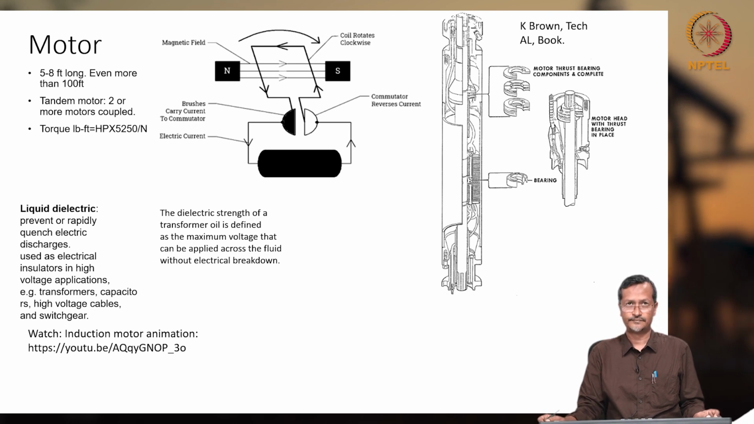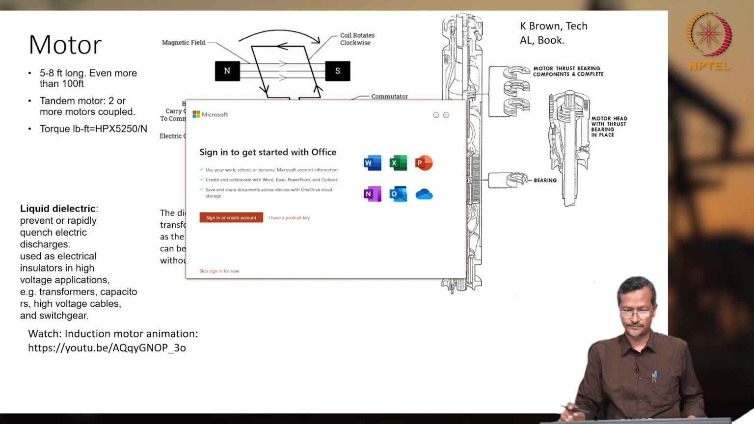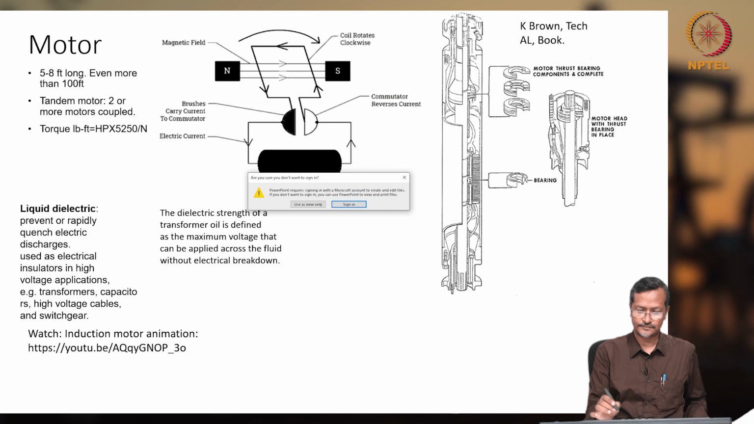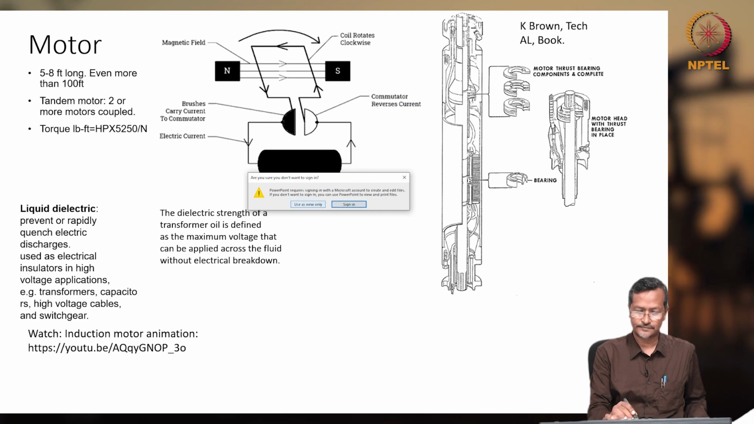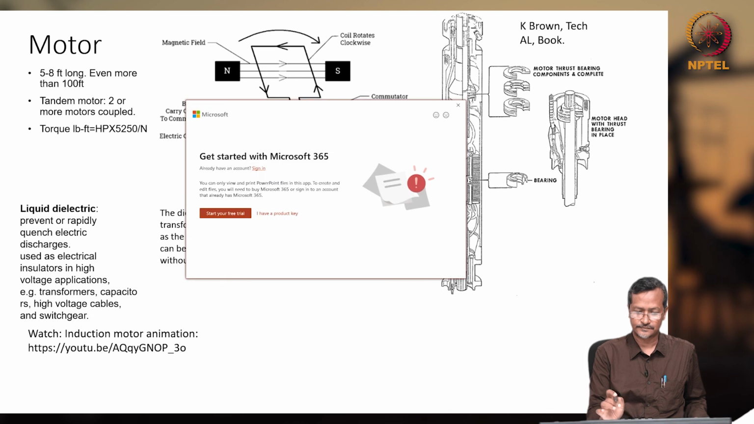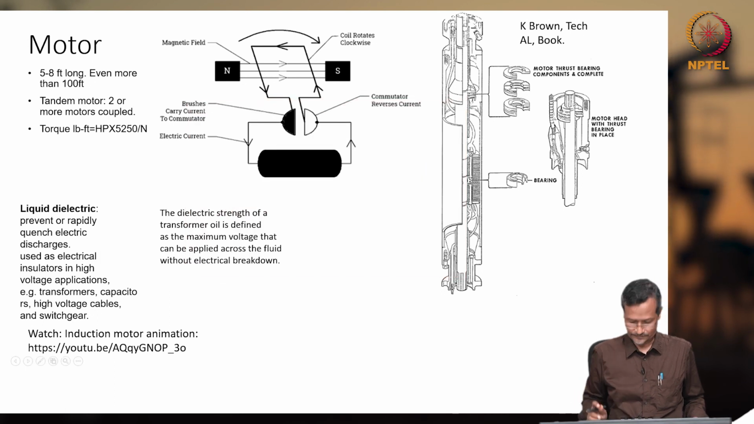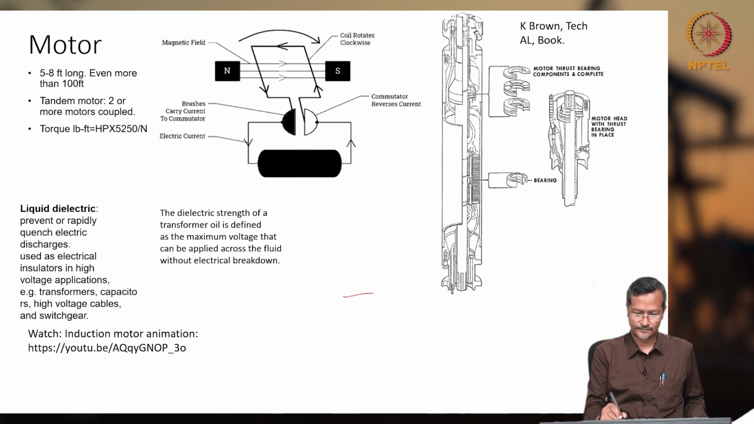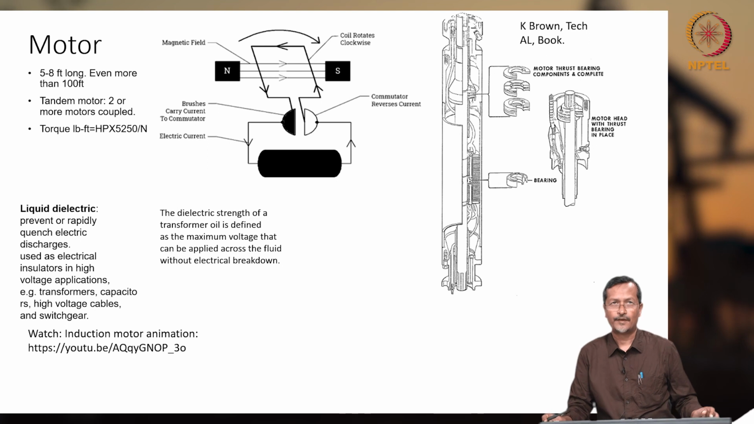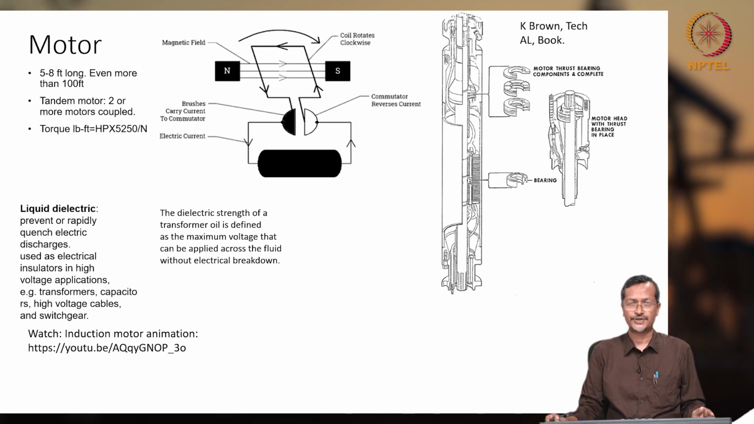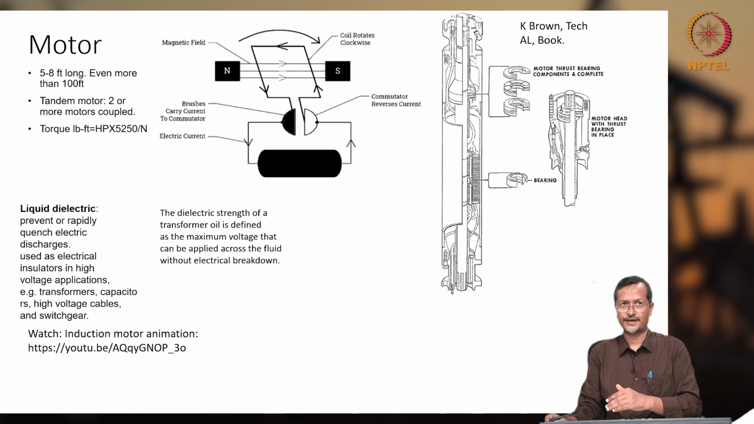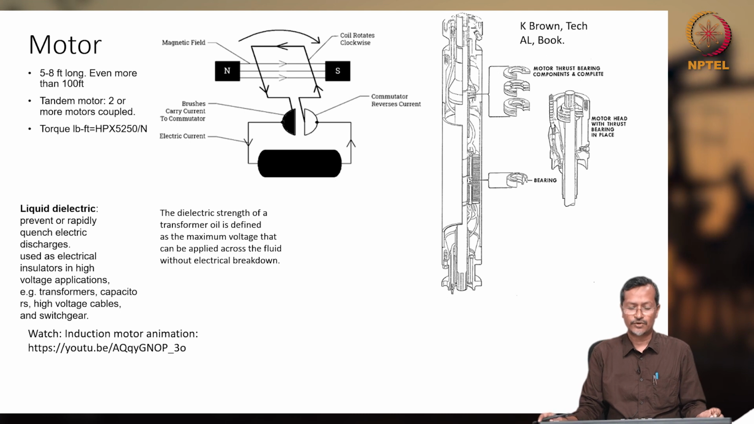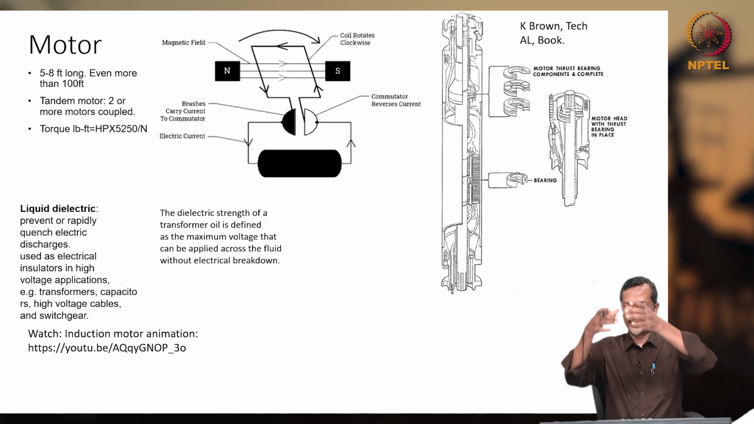Motor is the opposite of generator. A generator takes mechanical energy and converts it to electrical energy. A motor takes electrical energy and converts it to mechanical energy. Okay. A motor normally will be 5 to 8 meters long, because this is a narrow hole.